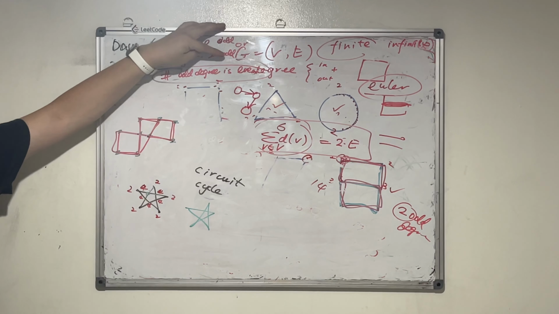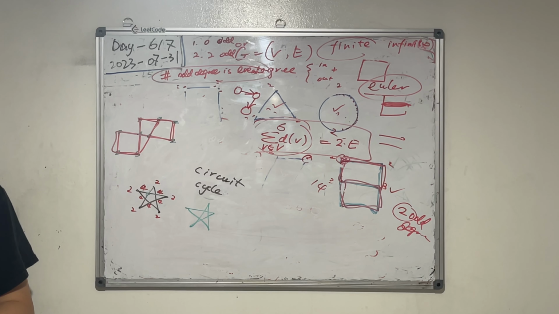If they're even, you can do it. If they're all odd, you can't. No, 0 odd or 2 odd, then we can. If it's 0 odd, then it's a Euler cycle, and we can start at any position. If the rest are odd, then it depends on how many. Then it is a failure. That's simple, very concise, and contains lots of information.